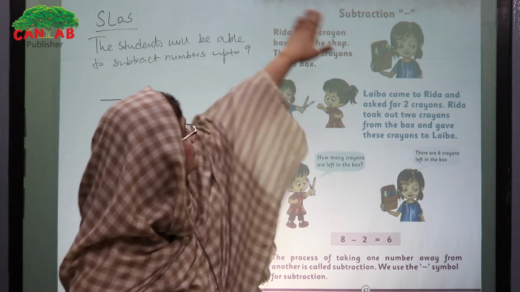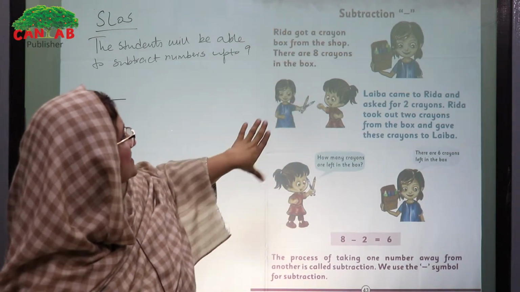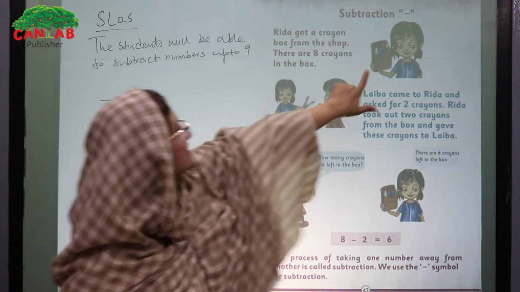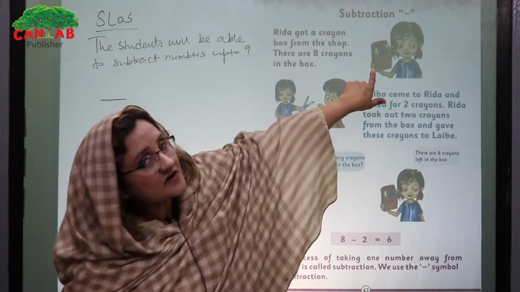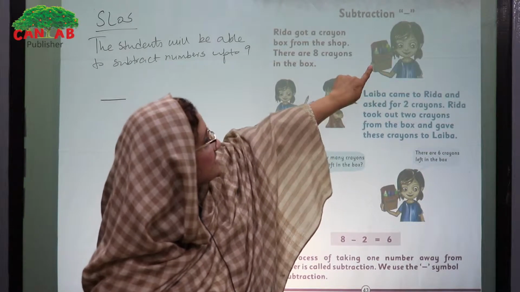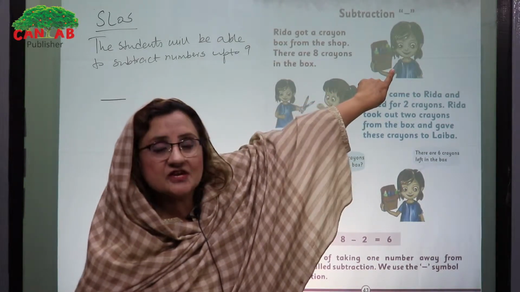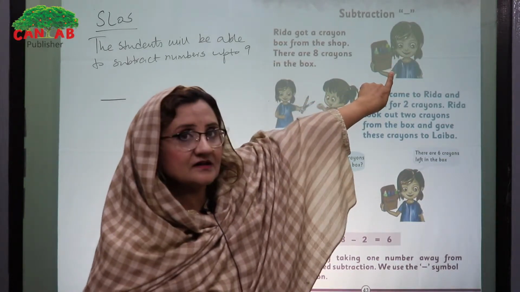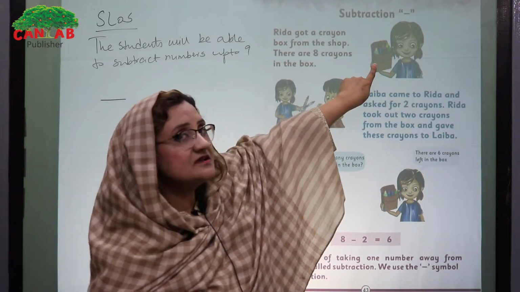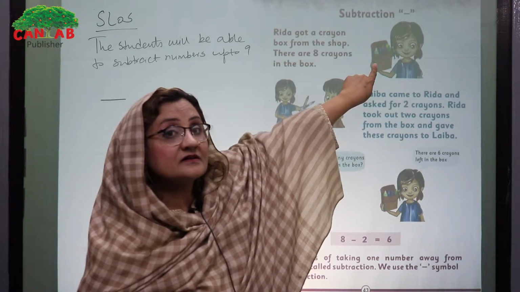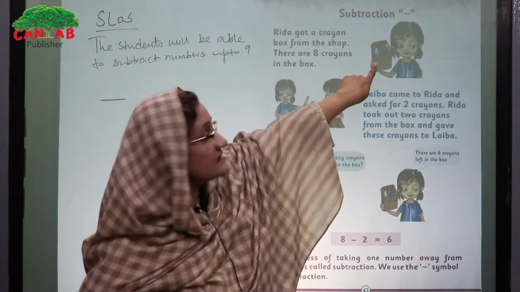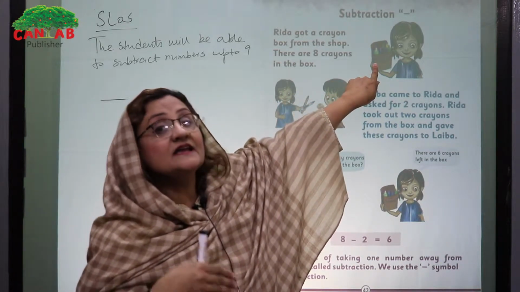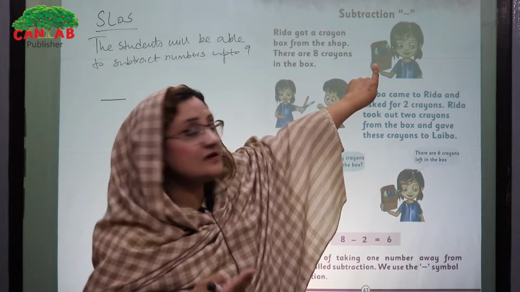This is the page of the book. Here the example has been given that Rida got a crayon box from the shop, and there are 8 crayons in the box. Students, who is she? She is Rida. And what does she have in her hand? She has a crayon box. How many crayons are there in the box? There are 8 crayons in the box.